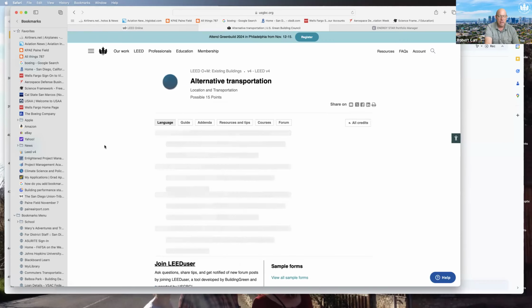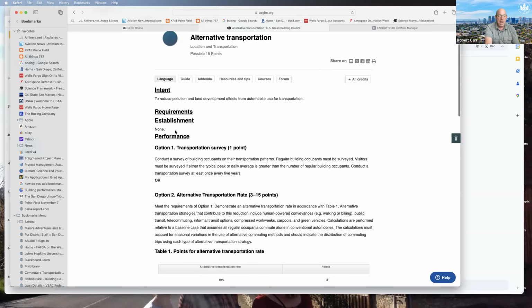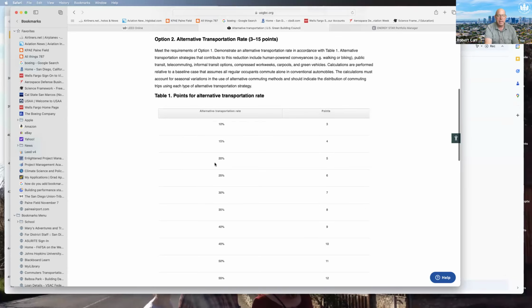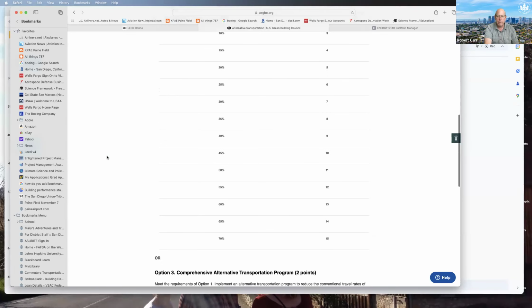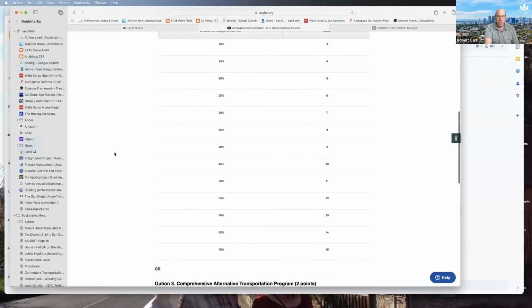What you're going to see here when it finally populates are the requirements, the establishment, the performance, and the different options. Whenever we go through every credit from this point on in this course, we're going to be talking about the requirements, the establishment, and the performance, so the different options to meet that. They also give you the basic information about how many points you have, how you choose, and so forth. So this is really good.